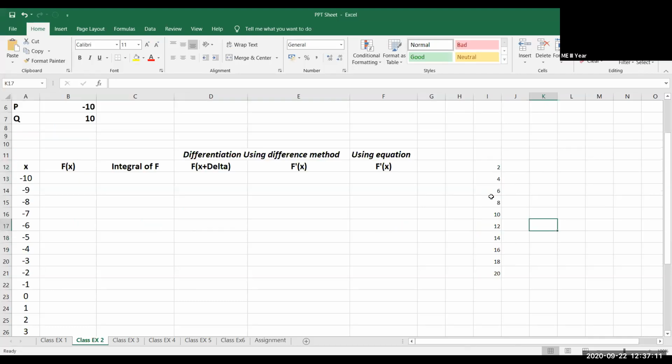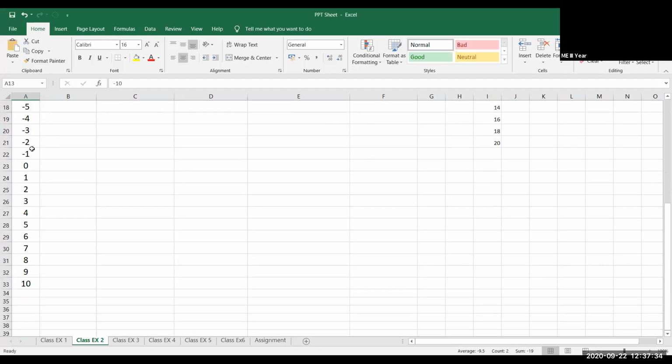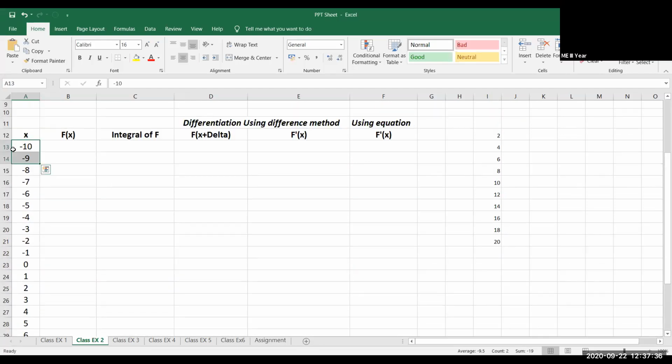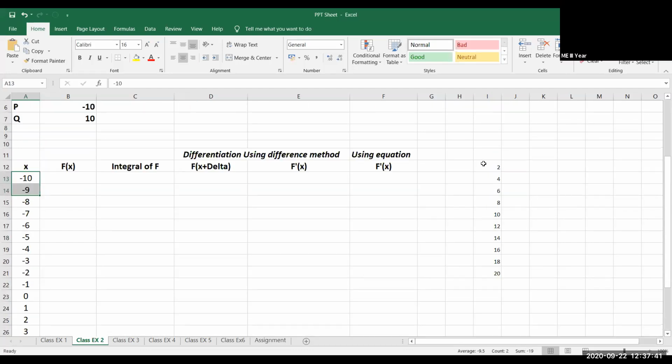So see, in all cells the equal interval is coming automatically, because that is a feature of the Excel sheet. Similarly, here we have selected the first two cell values, then dragged up to 20, meaning 20 values from minus 10 to 10. So the total interval will be 20. If you see 13 to 33, that is 20. Is there any doubt?